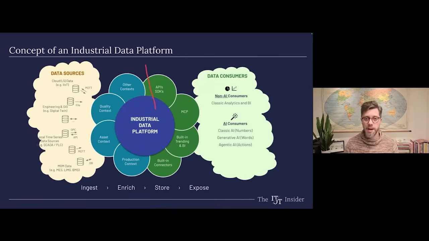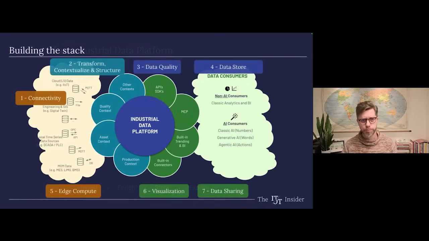So this is the left side of the platform. Then we have the right side. This is where we extract the data to send it to the data consumers. So that obviously means that you need your APIs, your SDKs, some built-in connectors, maybe even some simple built-in trending tooling, because for most cases, you just want to check a couple of simple data points. And we also see MCP as a protocol coming, especially when used by LLMs, large language models. So that is the concept of an industrial data platform.